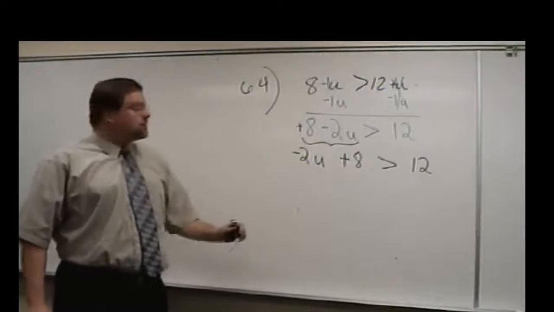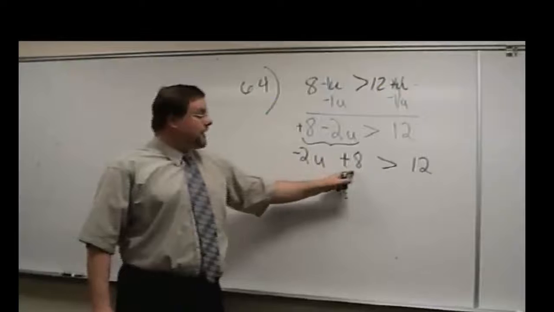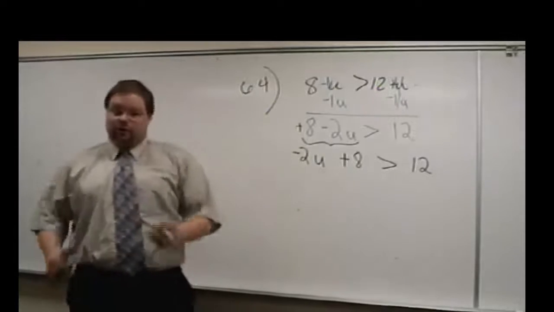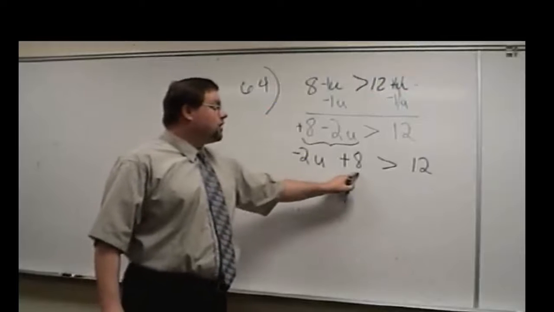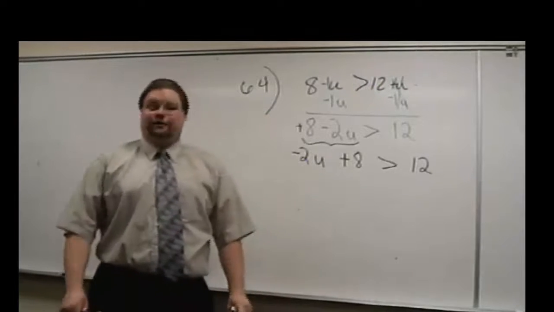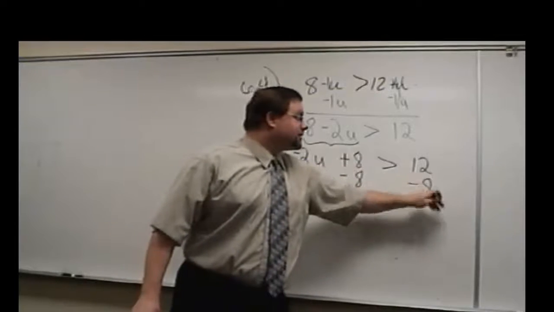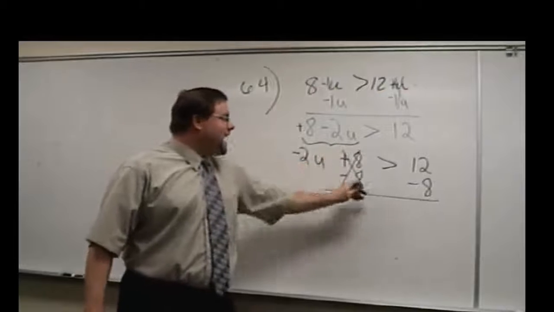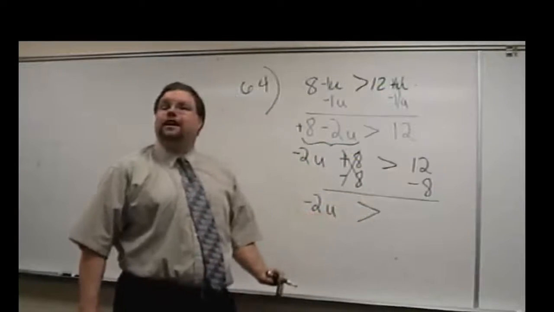But if you're not, I think about the 2 and the u being a married couple. I think about the 8 as being a tag-along friend. Which one is easier to get rid of? It's easier to get rid of your tag-along friend, and then you have to divorce your spouse. Okay? Do not tell my wife this. Okay? So take away 8 on both sides. Okay? So we have negative 2u is more than 12 minus 8 is 4.